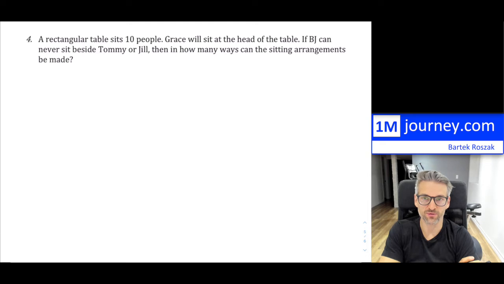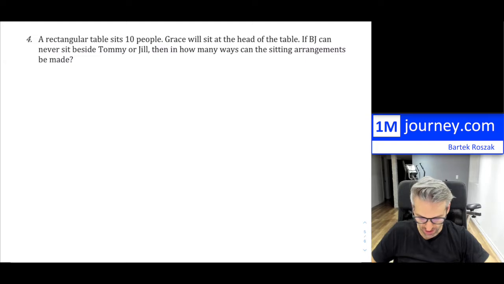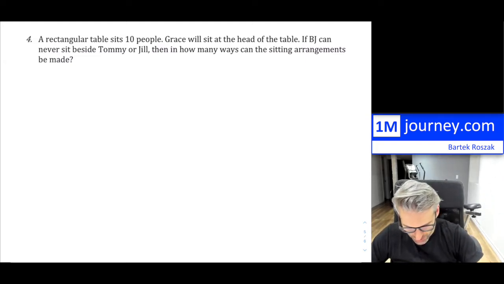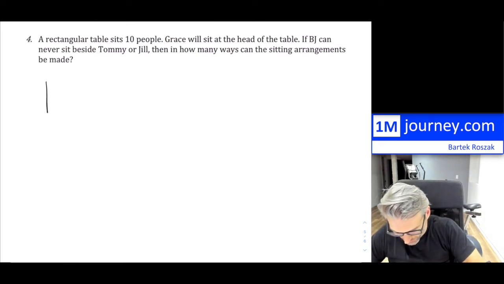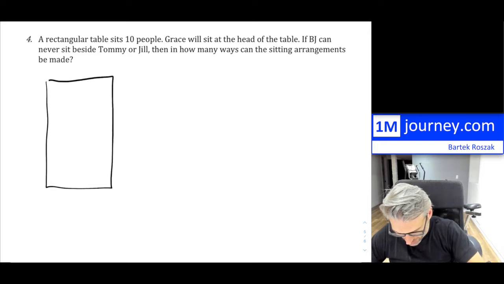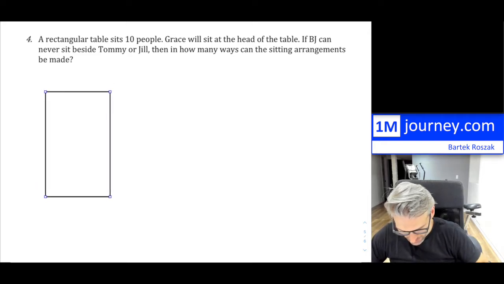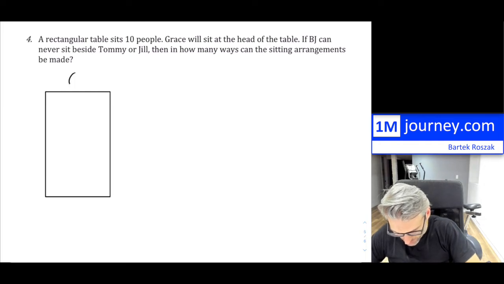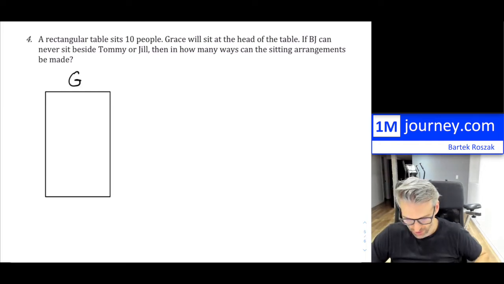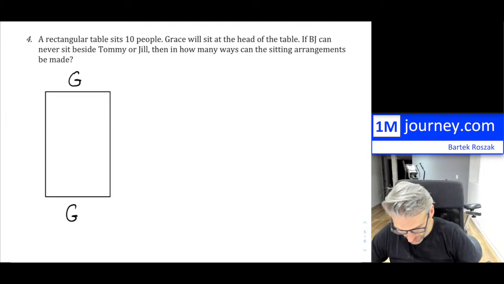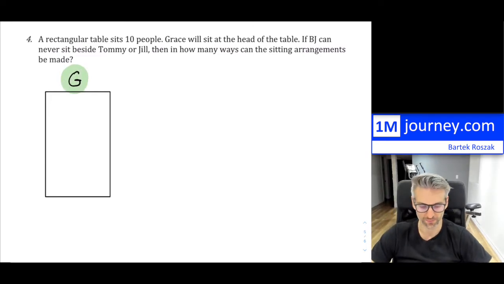Now there is, I guess, a way of interpreting this. I'll make one particular interpretation to give you some kind of a sense of how to approach this. So Grace will be sitting at the head of the table. There's 10 people, and here's a rectangular table. Sometimes people can say the head could be either end, but we're just going to assume the head of the table is at the top here.